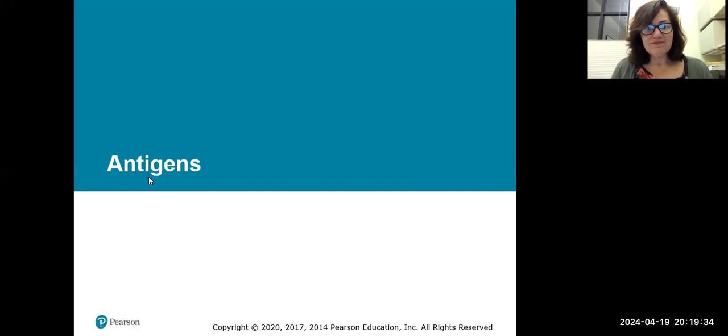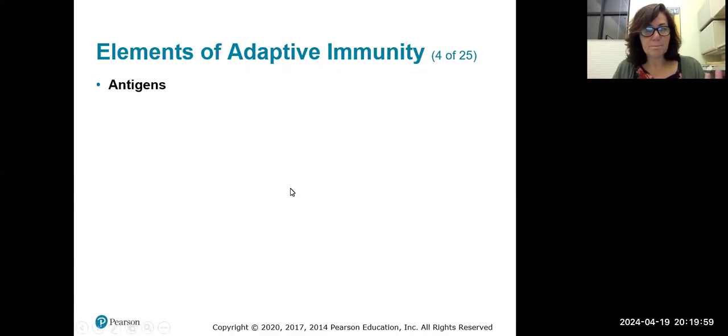So antigen means antibody generator. That is, these are structures that elicit the body to make antibodies. In other words, anything that's going to bind to one of those little arrow structures is what we would refer to as an antigen.